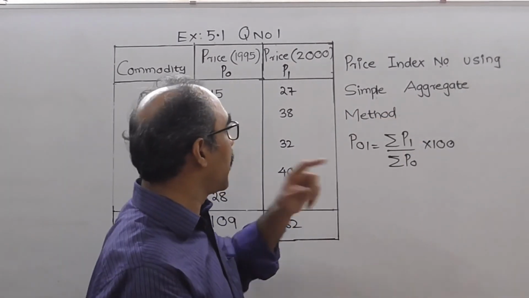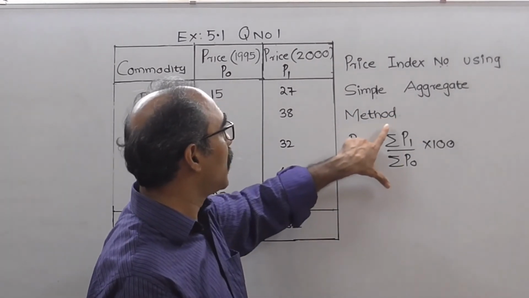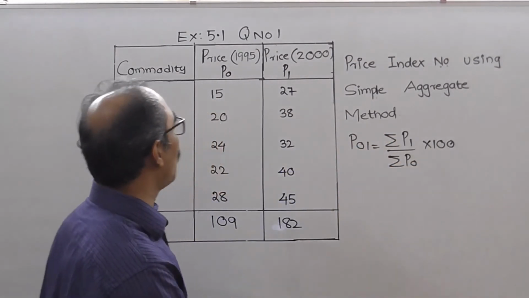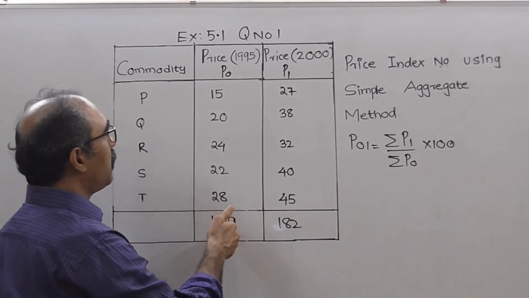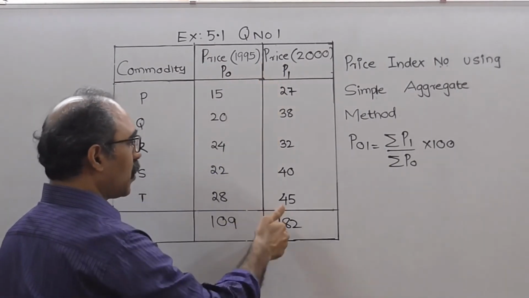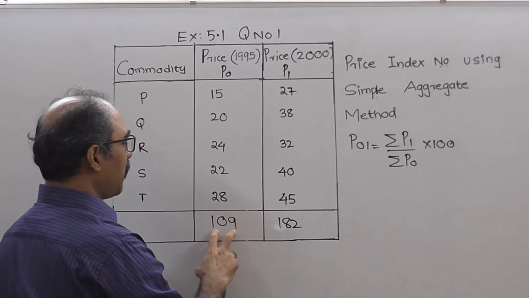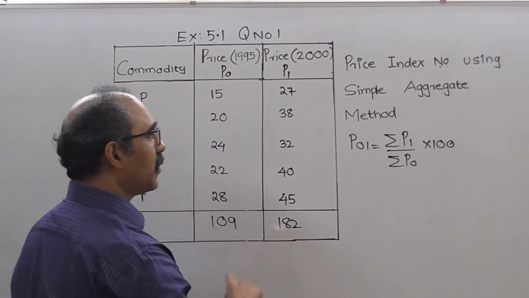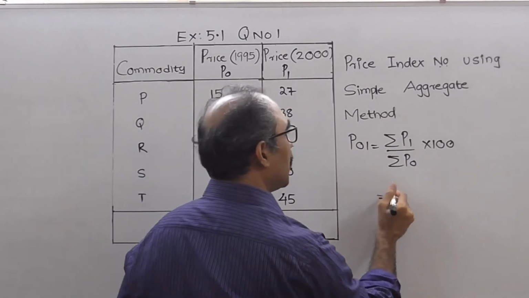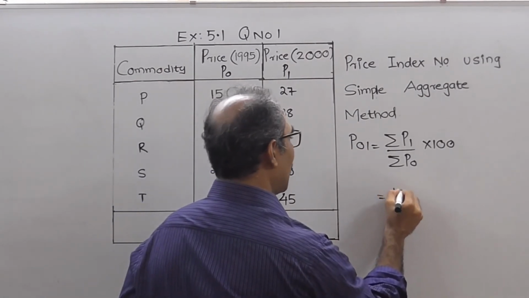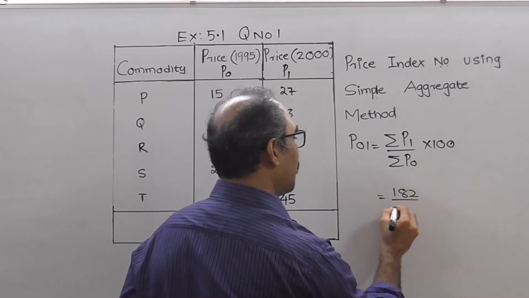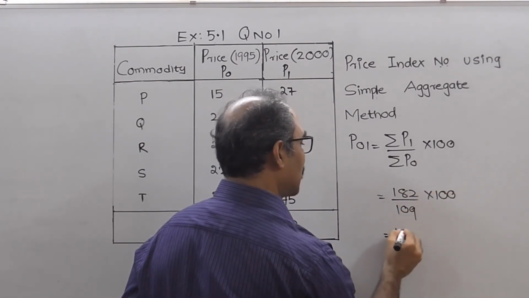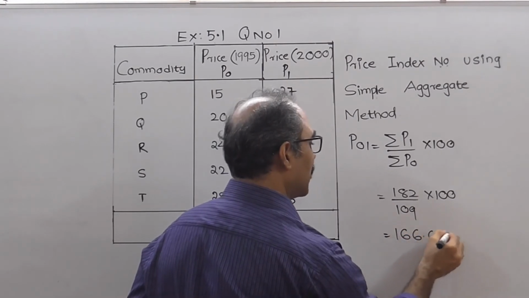So, what is the simple aggregate method? It is P01 equals sigma P1 upon sigma P0 multiplied by 100. You have to total the P0 column and the P1 column. The total of P0 is 109 and the total of P1 is 182. Substituting in the formula, we get 182 divided by 109 multiplied by 100. The answer is 166.67.